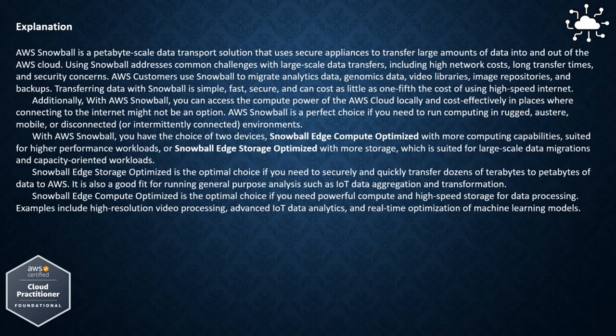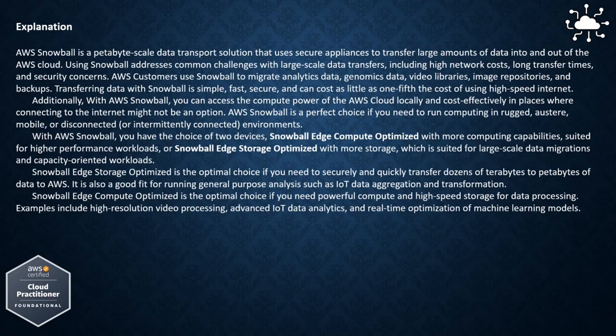AWS Snowball is a perfect choice if you need to run computing in rugged, austere, mobile, or disconnected, or intermittently connected environments. With AWS Snowball, you have the choice of 2 devices: Snowball Edge Compute Optimized with more computing capabilities, suited for higher performance workloads, or Snowball Edge Storage Optimized with more storage, which is suited for large-scale data migrations and capacity-oriented workloads. Snowball Edge Storage Optimized is the optimal choice if you need to securely and quickly transfer dozens of terabytes to petabytes of data to AWS.